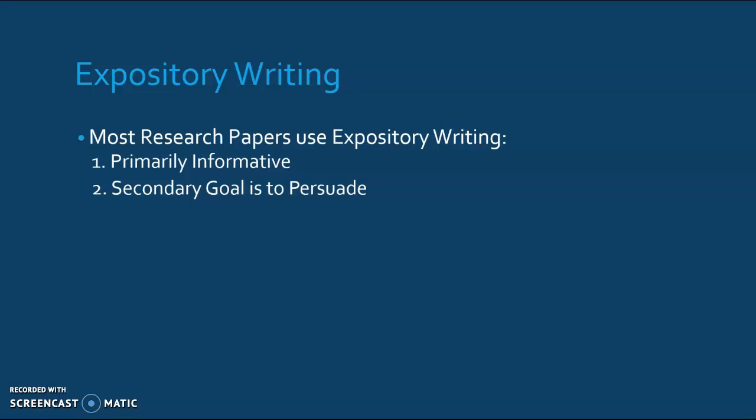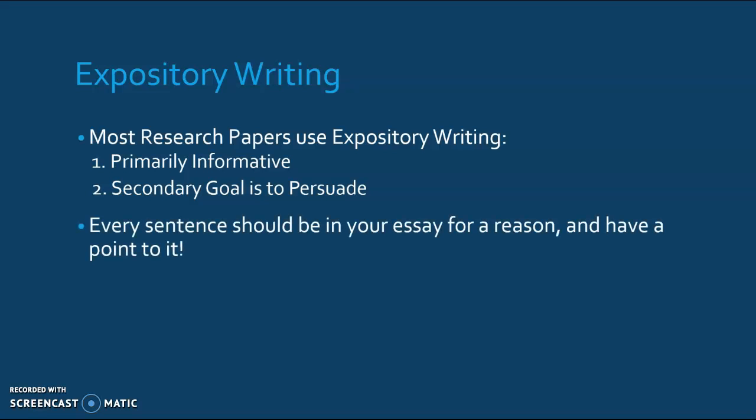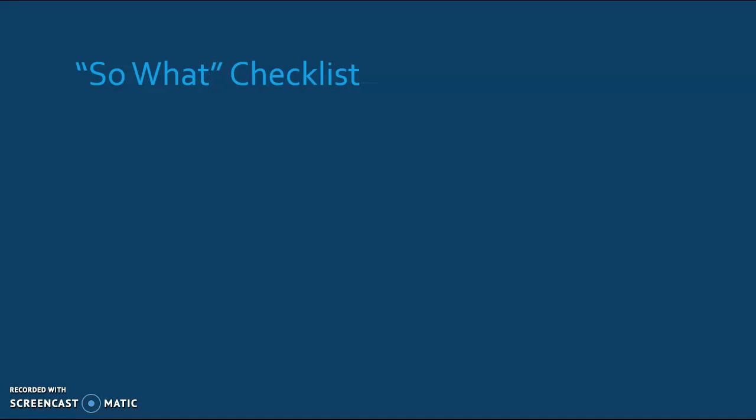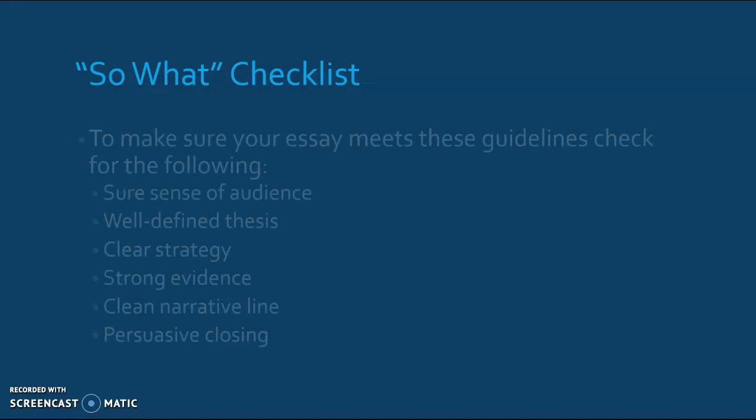And so even if you have a topic that is not argumentative, you are still going to try and persuade the reader to think about your topic in a different way, or think about your topic in a certain way. And so that's what you want to be thinking about as you write your paper. You always have a point to it, and that needs to be carried forward through your essay. Every sentence, every section needs to be in your essay for a reason, and we need to understand that reason as you explain it. So a couple of things to use as a checklist here.